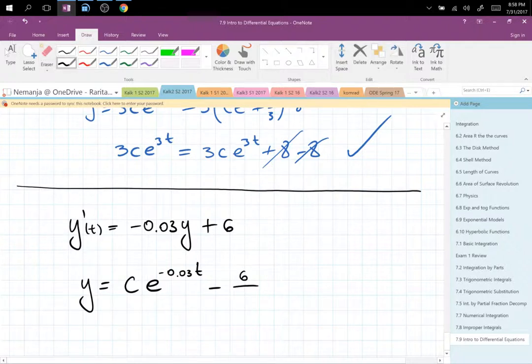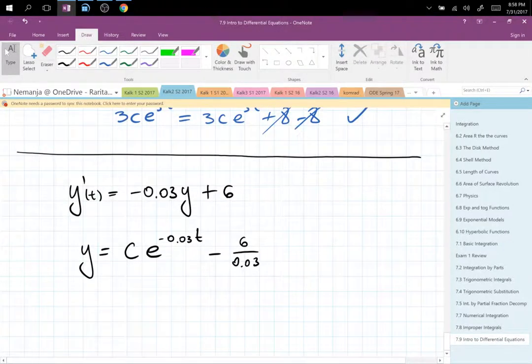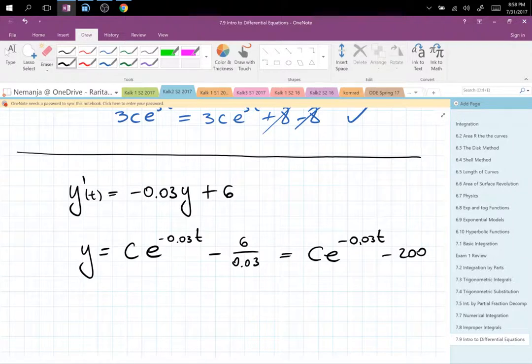Oh, I already have it in mind. So this works out to be Ce to the negative 0.03t, 200, right? Plus the double negative, because it's minus P divided by K, where K is... Oh, yes. Plus 200, good.